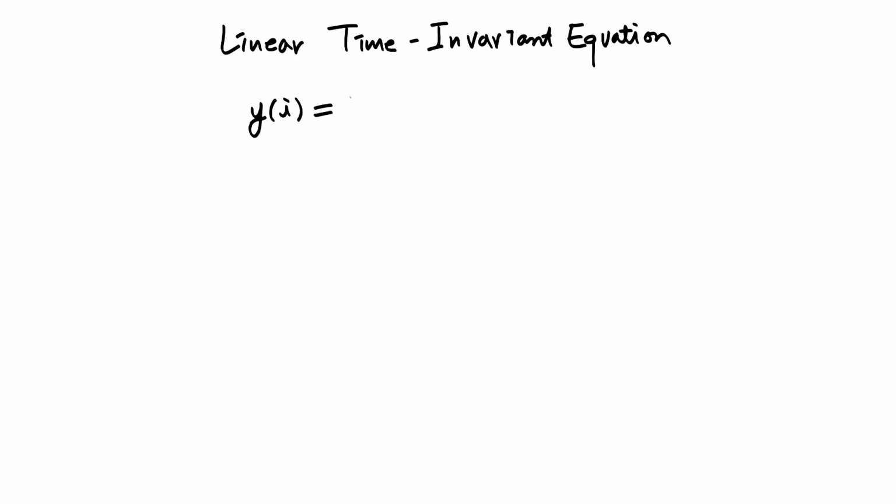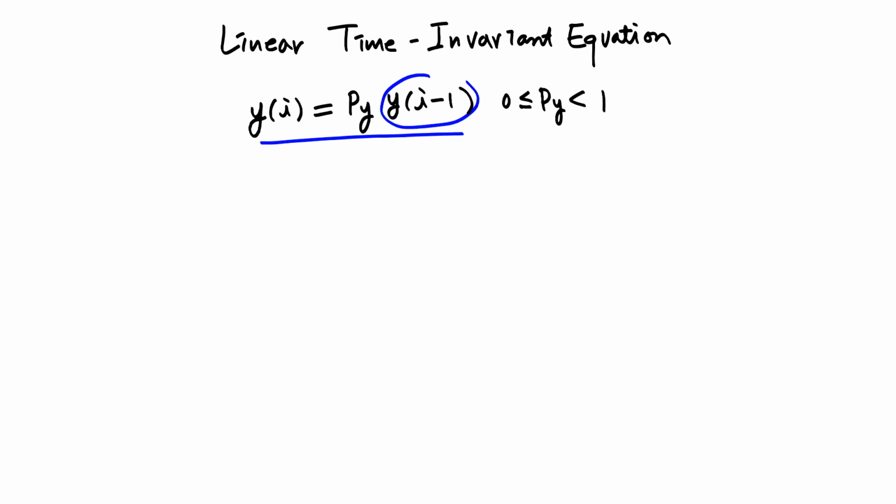So y of i is equal to p sub y times y of i minus 1, and p sub y is greater than or equal to 0 and less than 1. Basically, this equation is saying the current value of Y protein depends on the previous value of Y protein, right? And we may call this y of i minus 1 the input and y of i the output. So we can have this relationship.